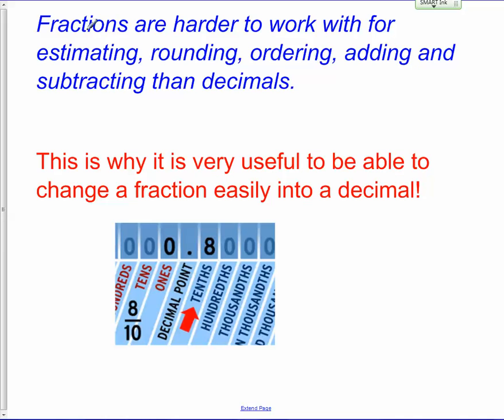So fractions are hard to work with for estimating, rounding, ordering, adding, and subtracting. Much harder to work with than decimals. So it's really useful in life to be able to change fractions easily into decimals.